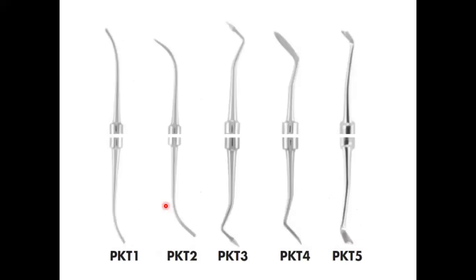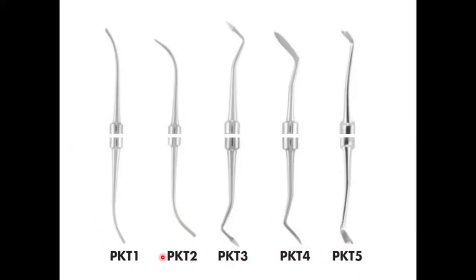So coming on to the instruments that are used for fabrication of wax patterns for crowns, there are many different instruments. Most commonly used are the PKT instruments. PKT is based on the person who devised these instruments, called Peter K. Thomas. He has given a variety of instruments, but the most commonly used for making a wax pattern for your crowns is the 1 to 5 set of instruments. In your exams they might ask what PKT2 is used for, what PKT3 is used for, what PKT4 is used for.